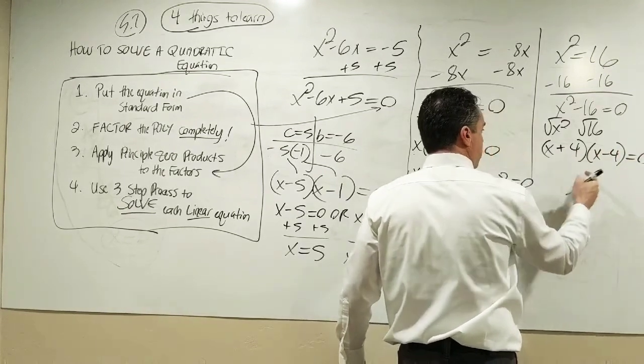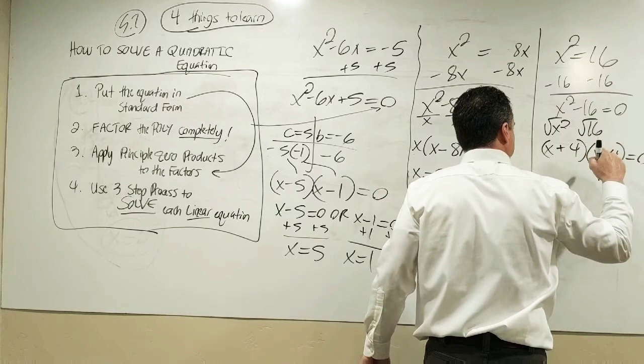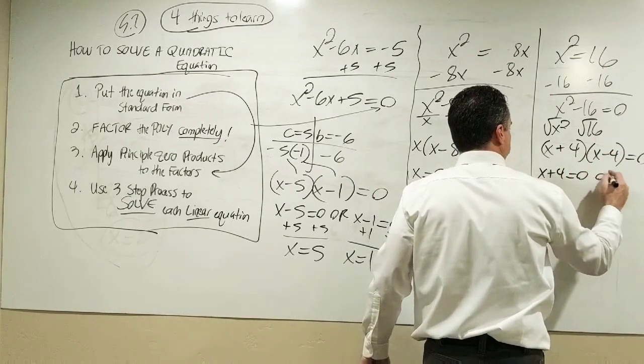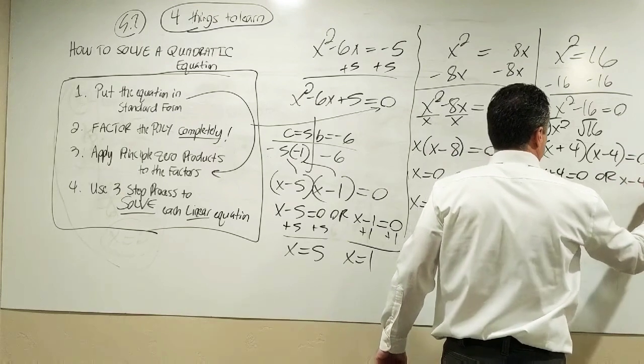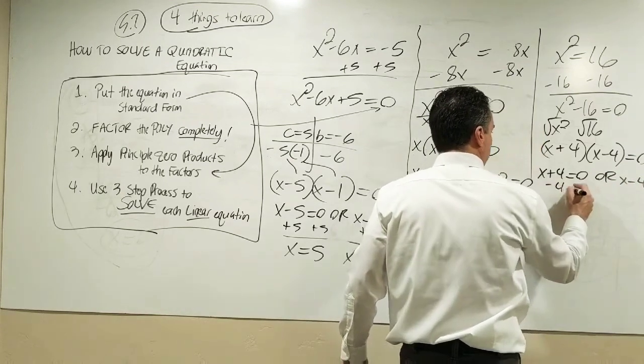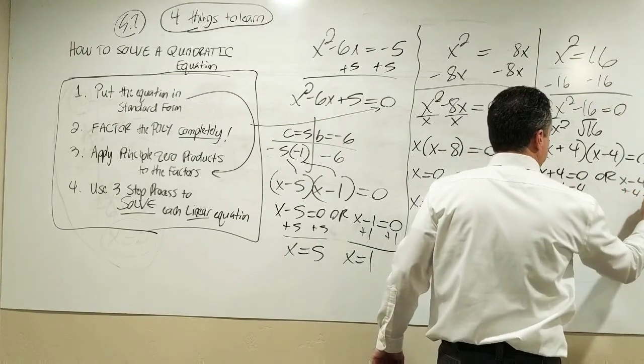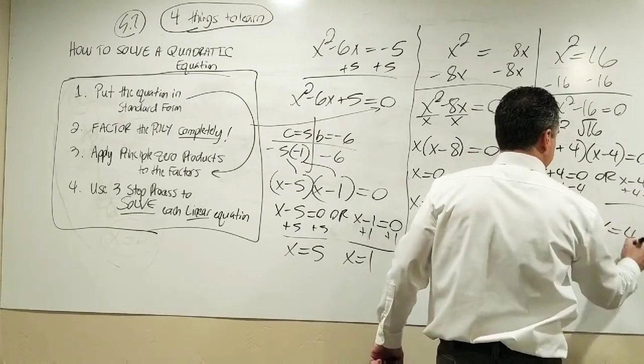These two things are being multiplied. Therefore, this is the principle of zero products. So x plus 4 must equal 0, or x minus 4 must equal 0. So we subtract 4, we subtract 4. We get x equals negative 4. Over here, we add 4, we add 4. We get x equals positive 4.